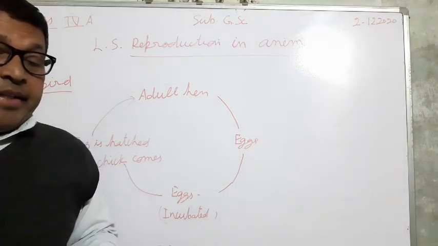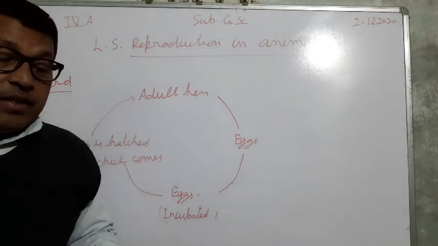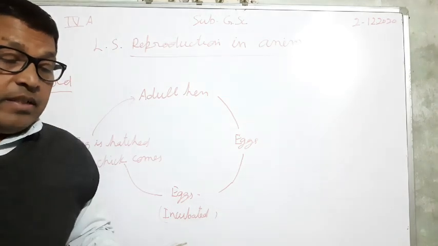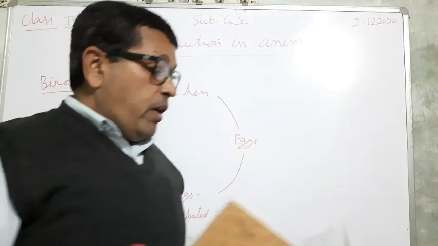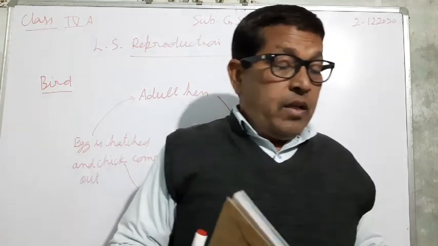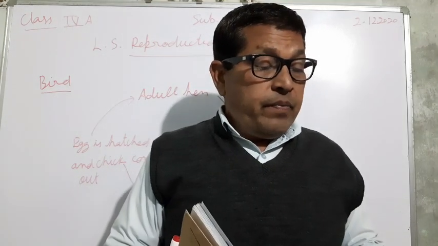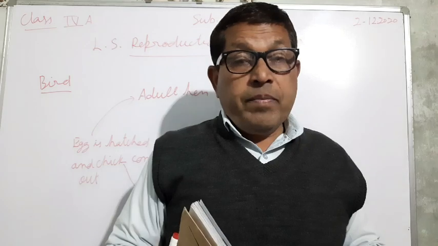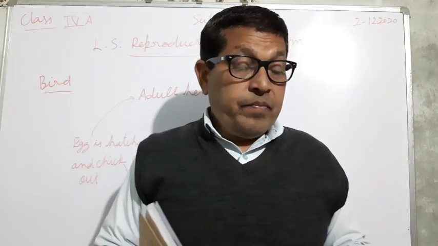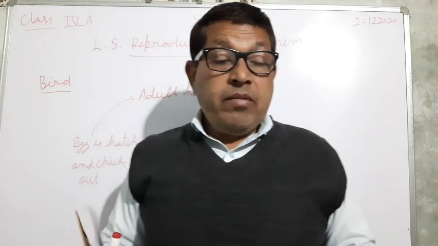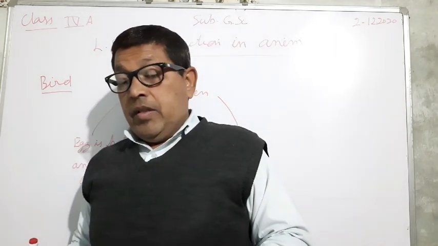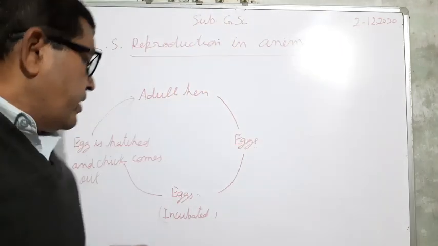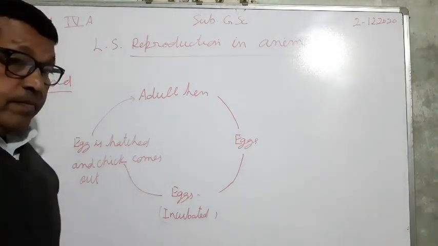A baby bird is called a chick. Parent birds feed and look after the chicks until they can fly and look after themselves. Now that was about the birds. So one new term here is incubation.